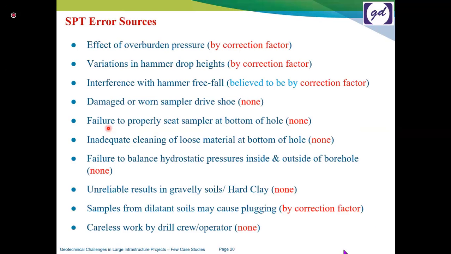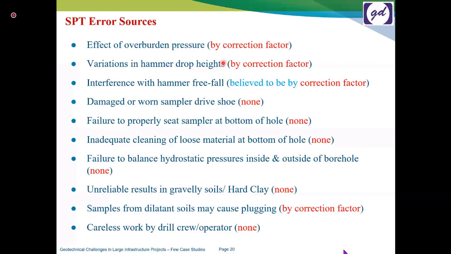If we really try to understand where the actual errors are coming from, there is error through overburden pressure, which is usually taken care of by correction factors for overburden. Then variation in hammer drop height. We need to have a drop height of 750, 760 mm. And sometimes if you are using donut type hammers, and sometimes people use manual blow application, then you do not have a uniform hammer drop height for each blow, and that is usually handled by correction factors.